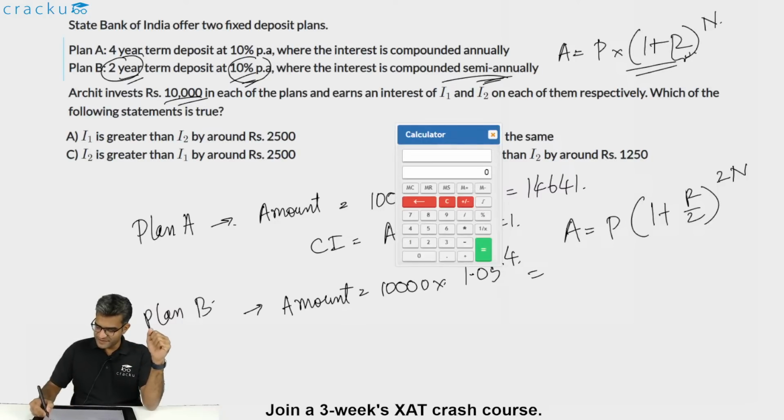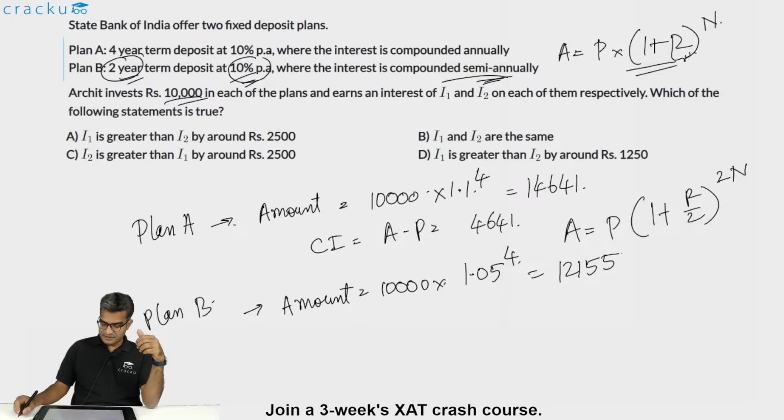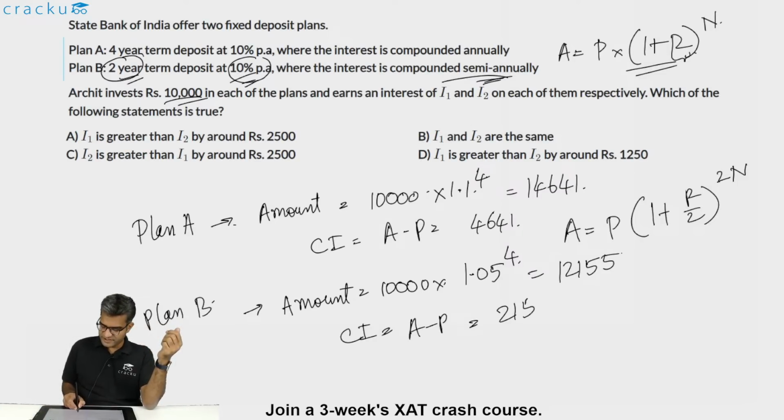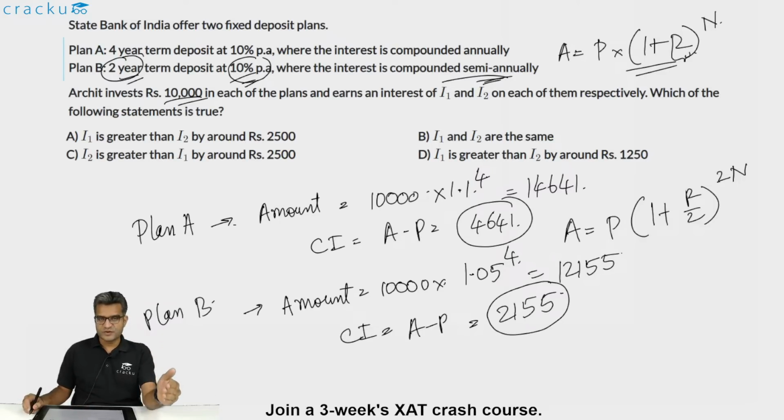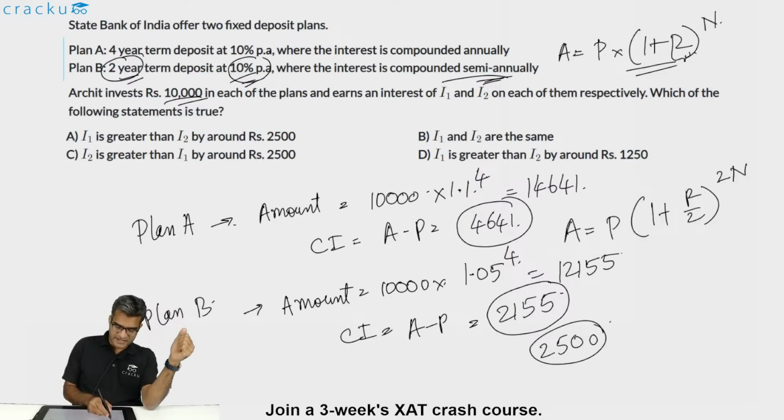This you can simplify. Let me calculate it. This is 1.05 squared, which is 1.1025. This will be approximately 12,155. That is the amount. So the compound interest in the second case again is amount minus principal, which will come to 2,155. This is the compound interest in the first instance. This is the compound interest in the second instance. So the difference between the compound interest will be approximately 2,500. So the correct answer is that I1 is greater than I2 by around 2,500 rupees.